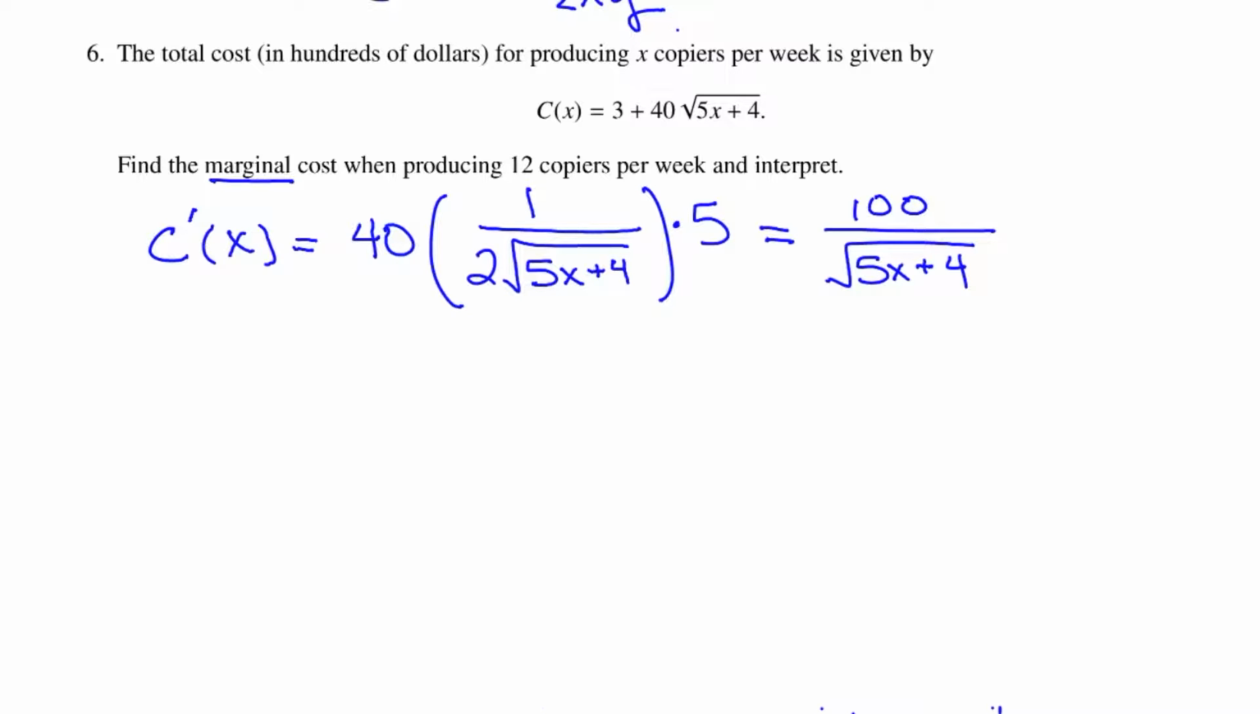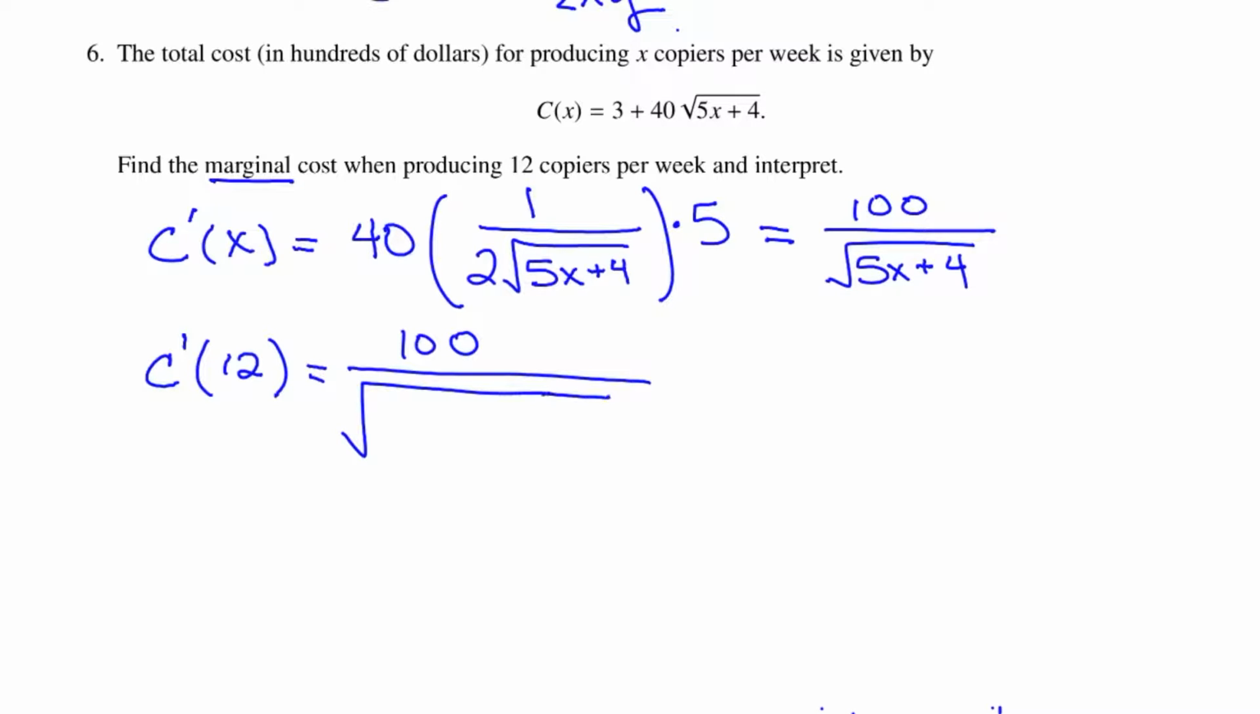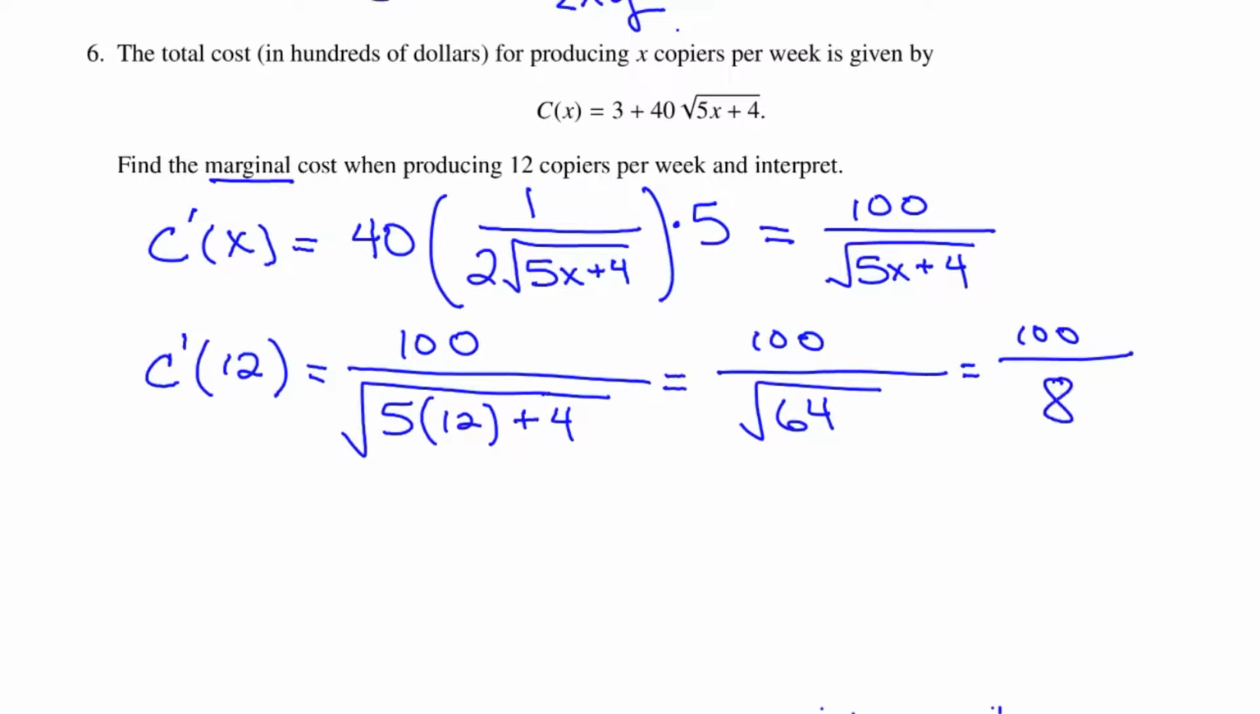Now find that value when x is 12. We're going to plug in 12 for x. So it's 100 over the square root of 5 times 12 plus 4. 5 times 12 is 60, plus 4 is 64. The square root of 64 is 8, and then 100 divided by 8 is 12.5. Or you could have left it in reduced form, 25 over 2.